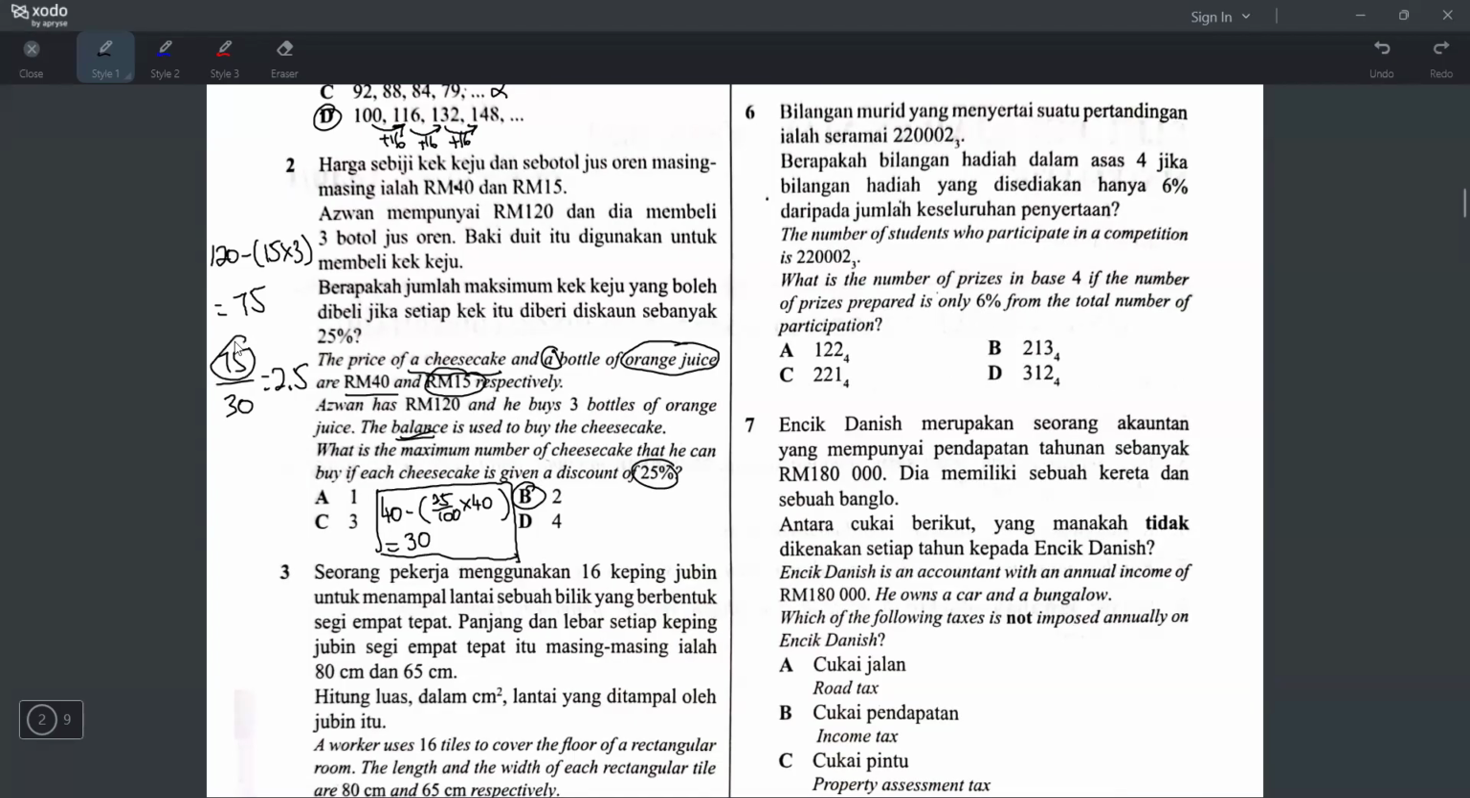Okay. So 75 ringgit tapi satu cheesecake harga 30 ringgit. So dia boleh beli 2 saja. And kalau dia beli satu 30 ringgit, kalau beli 2 60 ringgit lah. So tinggal lagi 15 ringgit. And 15 ringgit ni tak cukup dah untuk beli satu lagi. It's not enough really. So maximum dia boleh beli 2 saja.